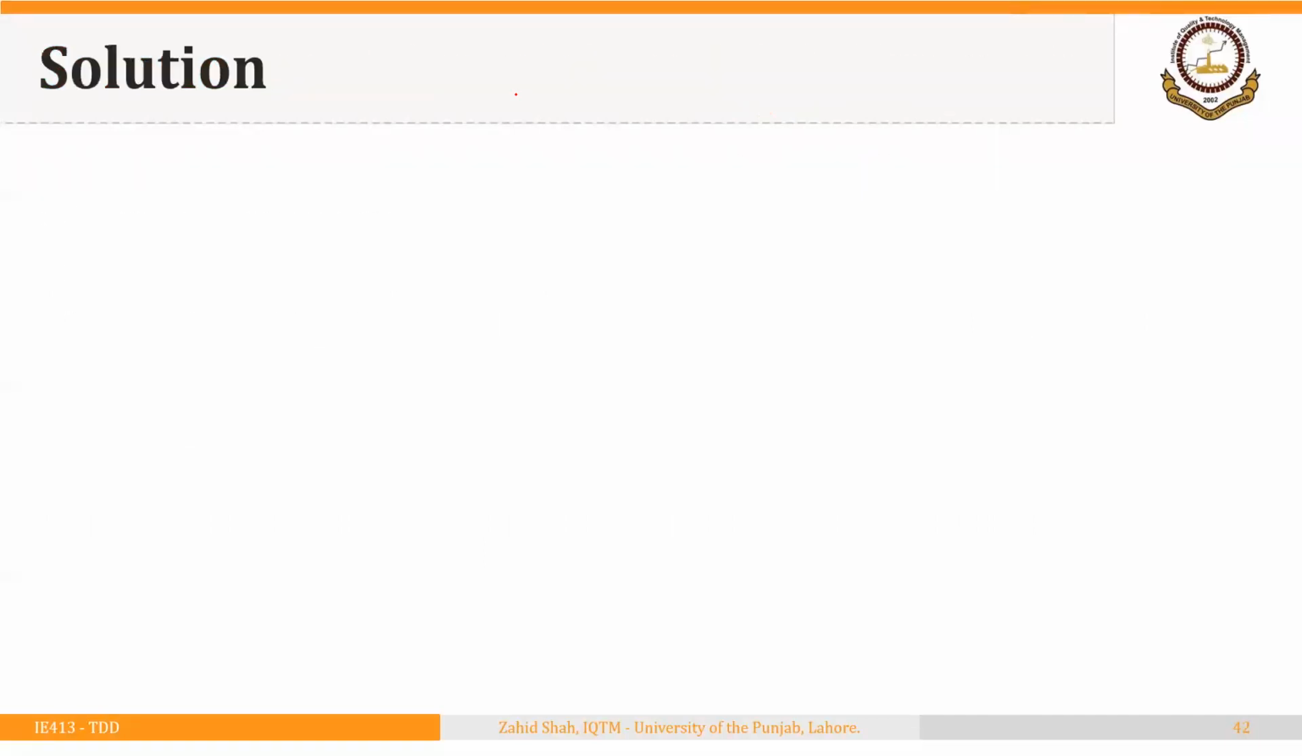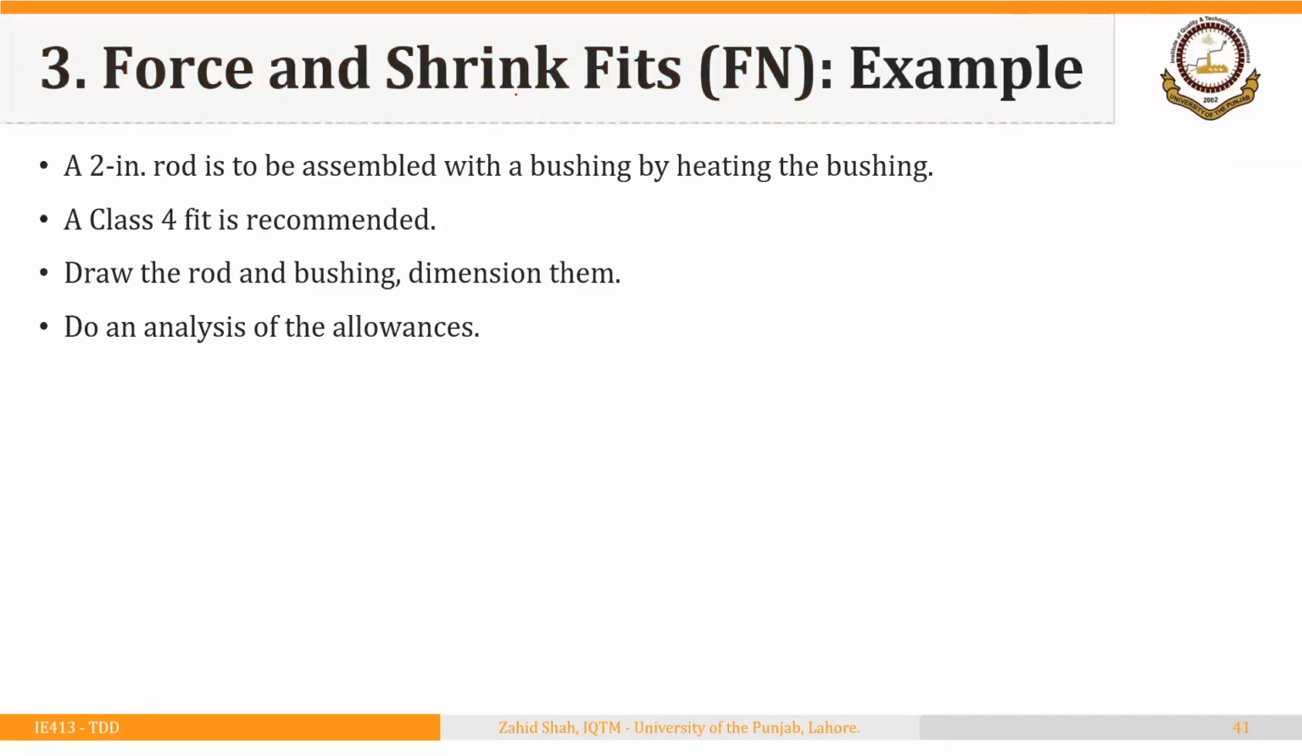So let's solve another example. In this case, again, we are having a 2-inch fit. So a 2-inch rod is to be assembled with a bushing by heating the bushing. So that is very important and interesting as well. A class 4 fit is recommended. So we have to design the fit, draw the rod and bushings, dimension them, and do an analysis of the allowances.